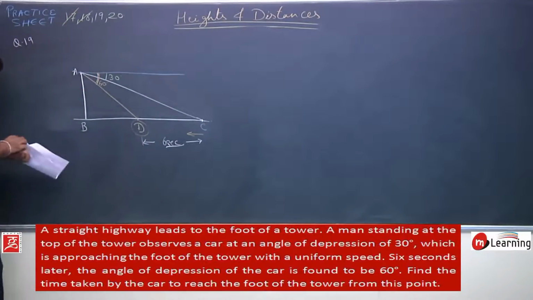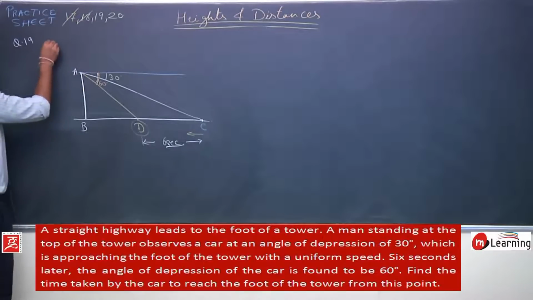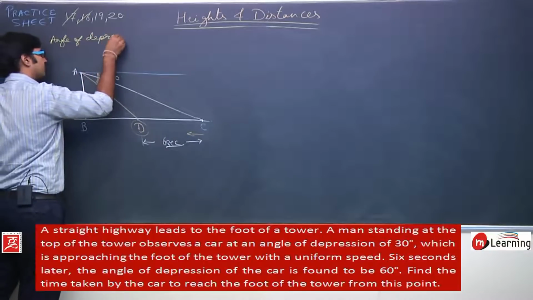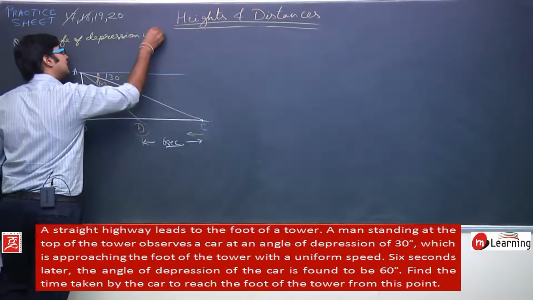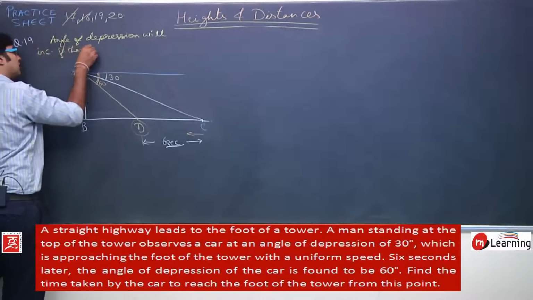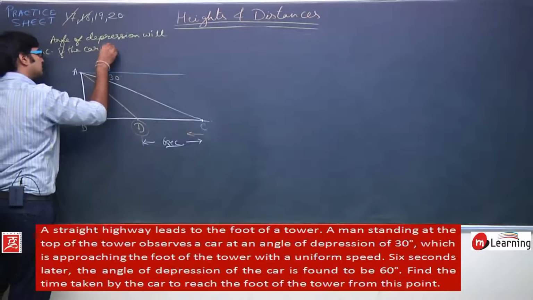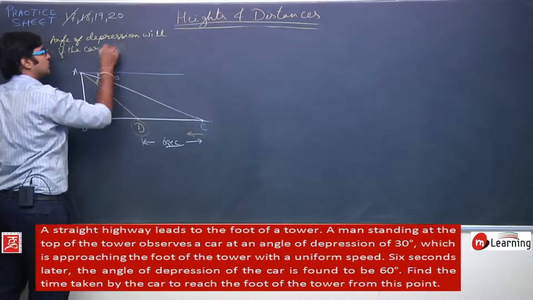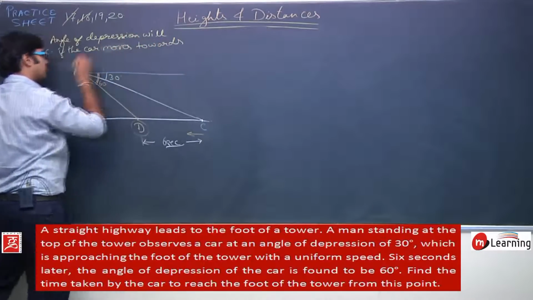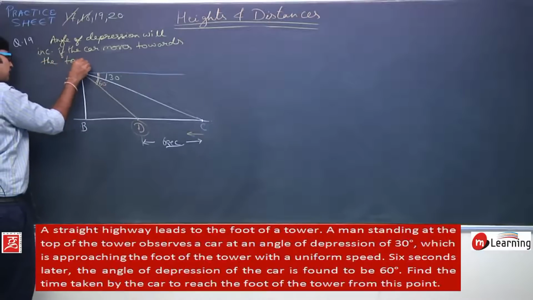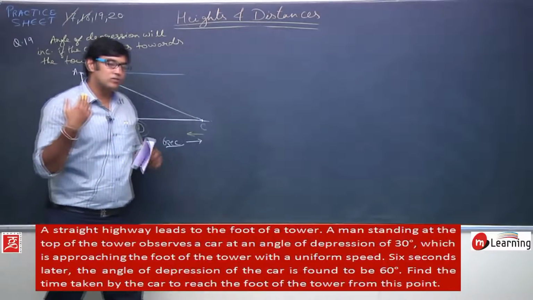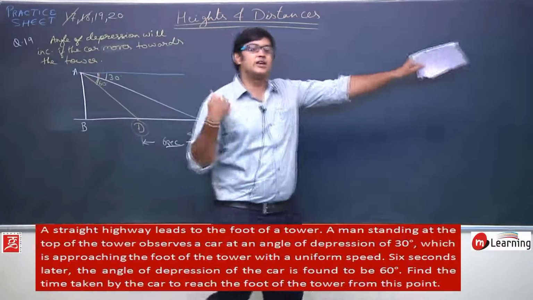So what I can write for this question is: angle of depression will increase if the car approaches or moves towards the tower. Okay, when the car moves towards the tower, the angle of depression will increase. If the car is moving away from the tower, the angle of depression will reduce.